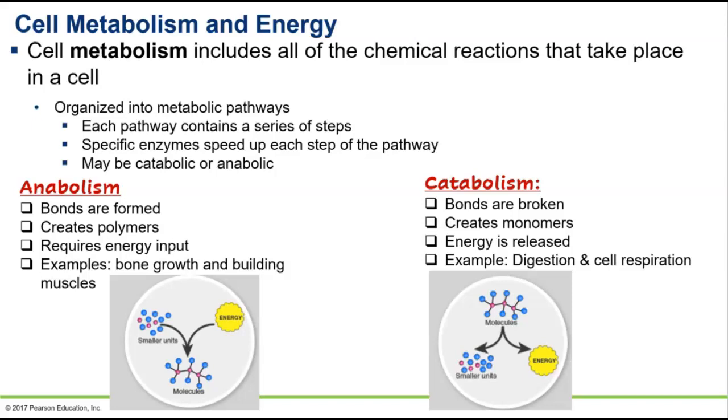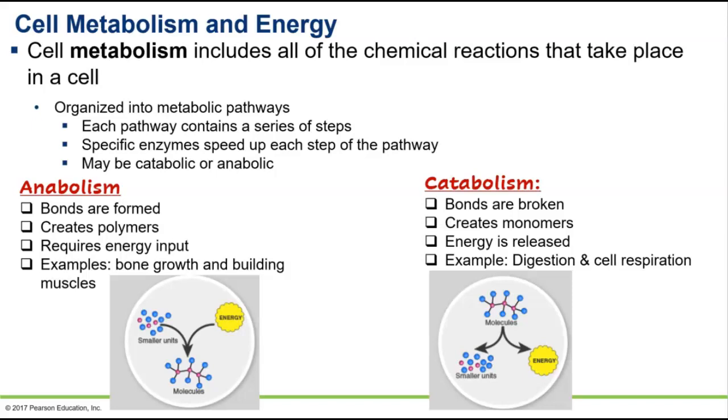So in anabolism, or an anabolic reaction, bonds are formed, and you're taking smaller subunits and creating larger polymers from it. This requires an energy input. The energy is being put into the formation of the bonds. So this is potential energy being contained in the bonds that are created. Examples in humans would be as our bones grow, that's an anabolic reaction, and building muscles, that's also an anabolic reaction.